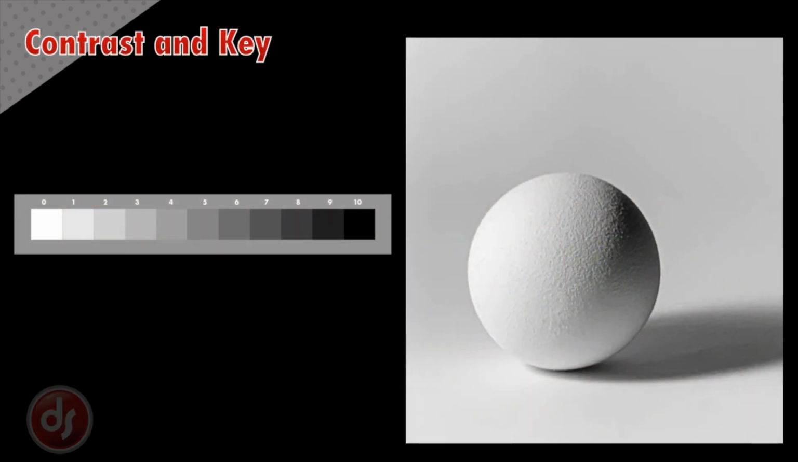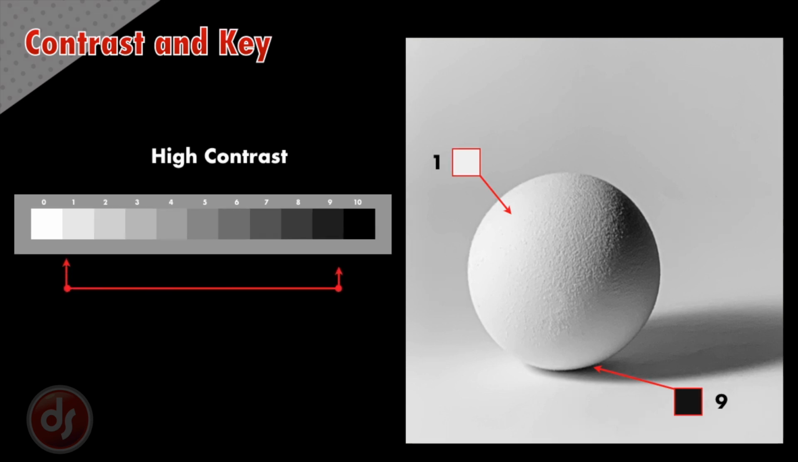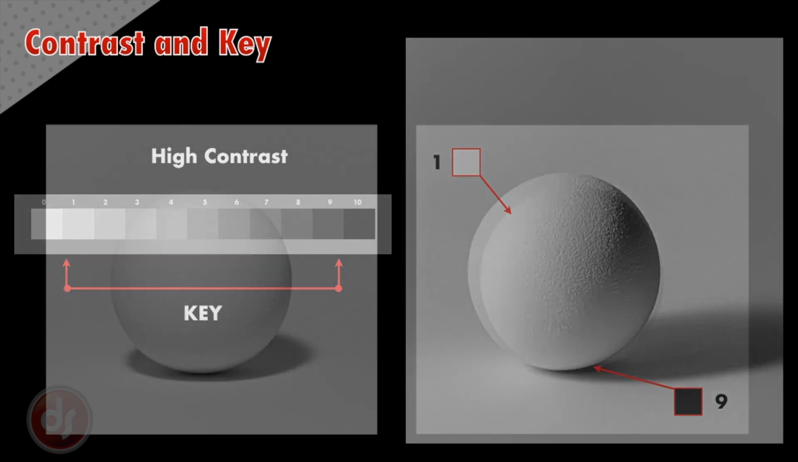Another way we can understand value is through the contrast and key of an object. Some images or objects have a wide range of values and others don't. The lightest part of this object is a 1 value and the darkest is a 9, so we would say it is high contrast. This range is called its key. Finding the key of an object or a whole image helps us relate all the values to a value scale and make our images more accurate.